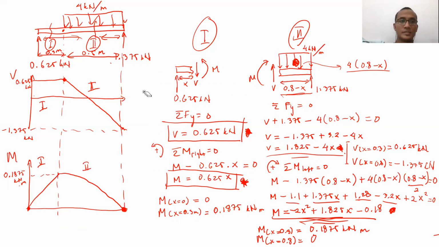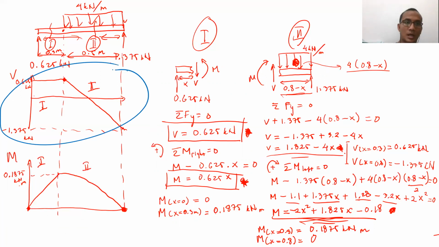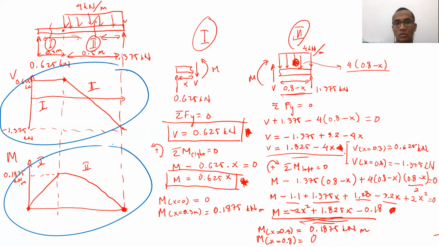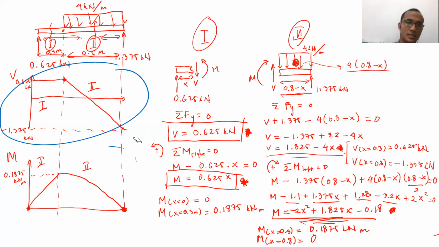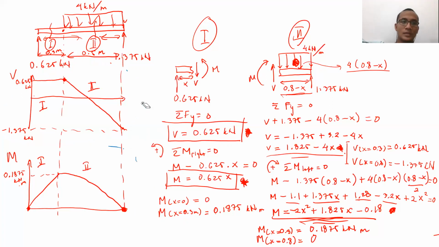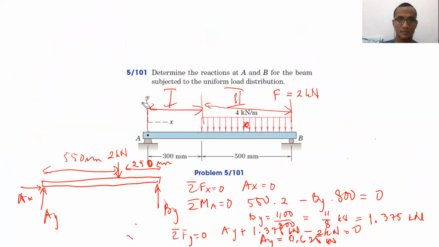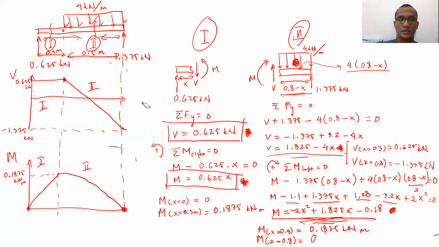We want to find the distribution of the shear force along the length of the beam and the distribution of the moment along the beam as well. In order to get these results, we have to represent the distribution with equations. For example, for this particular problem, the shear force distribution from x equal to 0 until x equal to 0.3 meters is represented by this constant equation, V is equal to 0.625 kilonewton, this one.